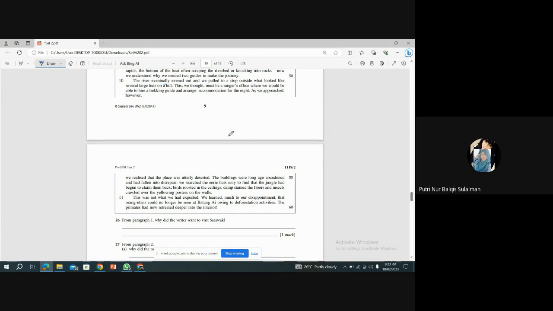We searched the area and found that the jungle had begun to claim the huts back. Birds roosted in the sitting room, damp stained the floors and insects crawled over the yellowing posters on the walls. This was not what we had expected. We learned, much to our disappointment, that orang-utans could no longer be seen at Batang Ai owing to deforestation activities. The primates had now retreated deeper into the interior.